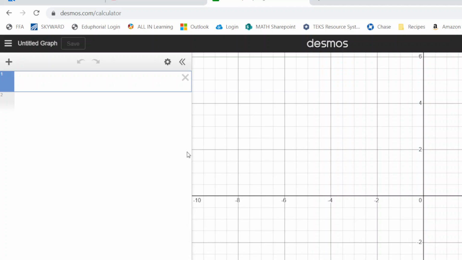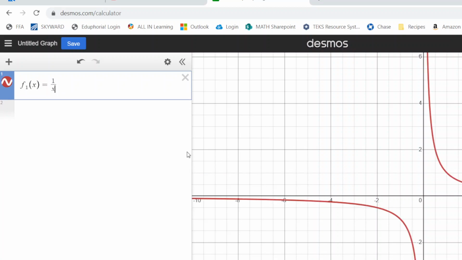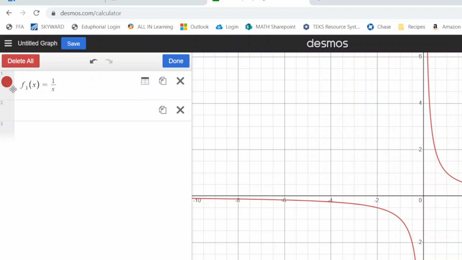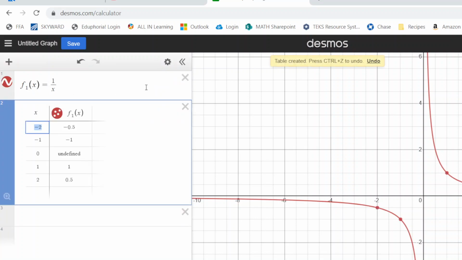And so we're going to type in the function 1 over x. So I just type in f1 of x equals 1 over x. And there you go. Now, what about the exercise? Because you have the data table, right? In that case, you can click on this little edit button, I think, and see how it highlights this and see where you say create a table. There you go. So now you click on create a table.